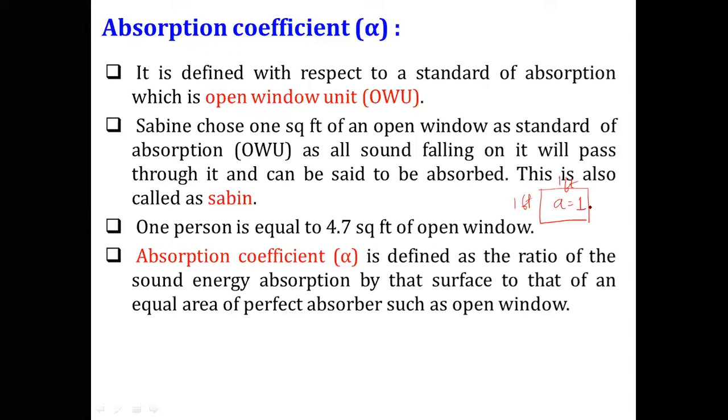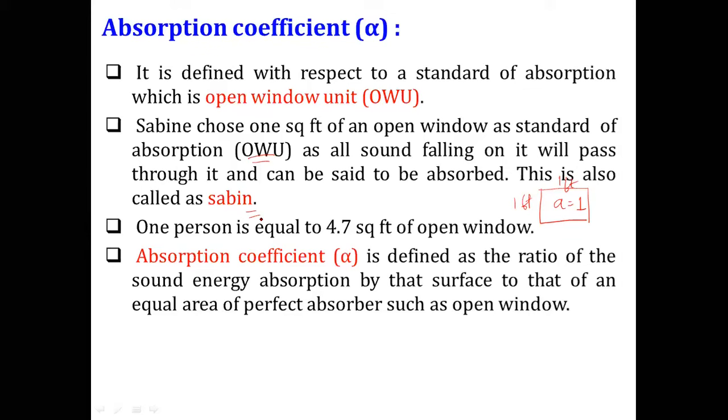And this is called the open window unit. Did I say that this window has to be an open window? It can't be a closed window. So it's an open window of 1 feet by 1 feet. And the reason its absorption coefficient is defined as 1 is because all the sound that is falling on this window is going to pass through the window. There will be no reflection of sound because your window is open basically. Whatever sound falls on it will be transmitted outside. And that's why you can see that its absorption coefficient is 1. And this is called the open window unit. And since Sabine came up with this unit, it's also called 1 Sabine.